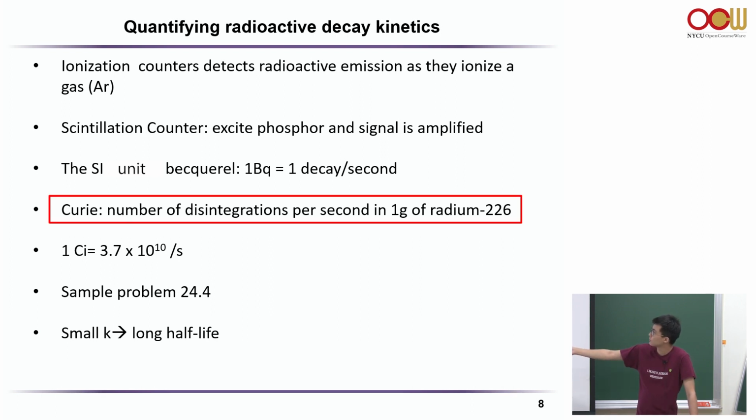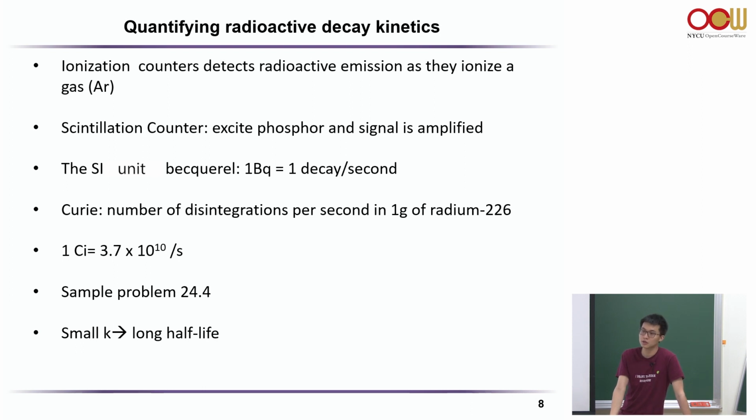Initially she defined 1 Curie as the number of disintegrations per second for 1 gram of radium-236. But what does that mean? That means it's 3.7 times 10 to the 10 decays per second. So okay, that's a lot of reactions. But we know that from 1 mole, we have a lot of atoms or molecules, right? So let's look at sample problem 24.4, which is on page 1085, the page next to it. Just look through this problem.